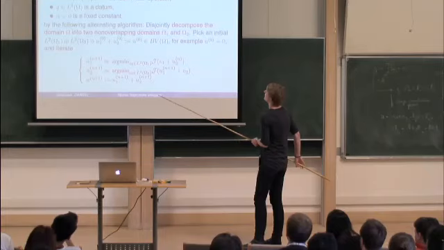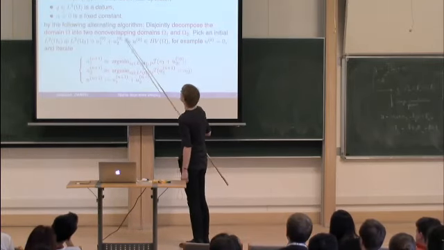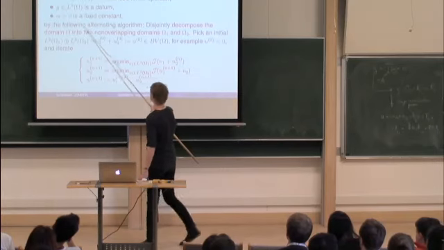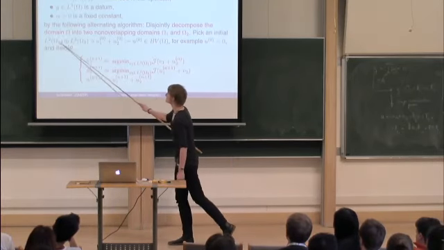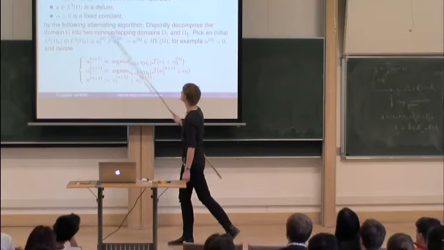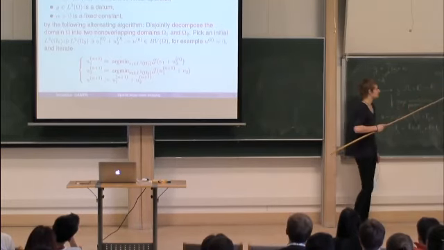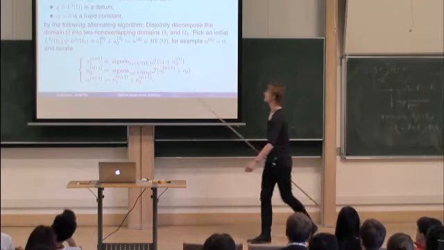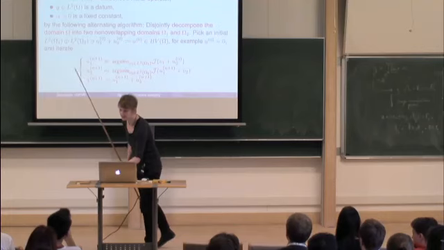And for now, I consider a splitting of this Hilbert space H, which is in our case now L2 of omega. I consider a splitting of L2 of omega into L2 of omega 1 and L2 of omega 2, where omega 1 and omega 2 are a disjoint decomposition of omega, like I've written it here. Okay, and I want to apply such a strategy.